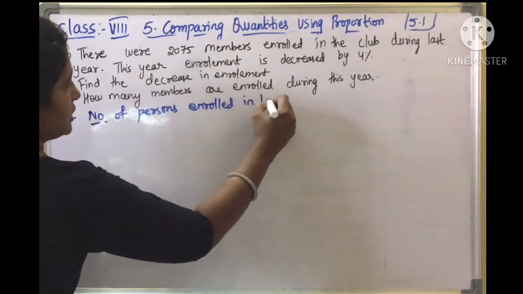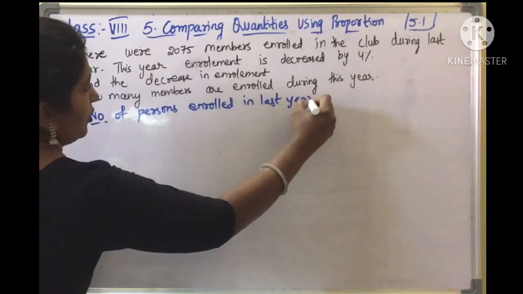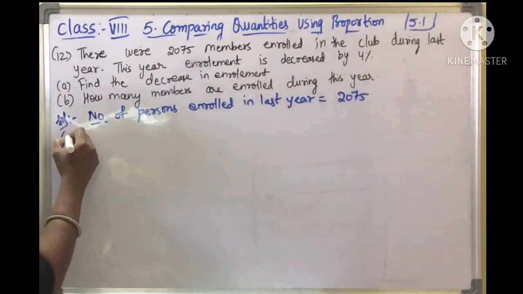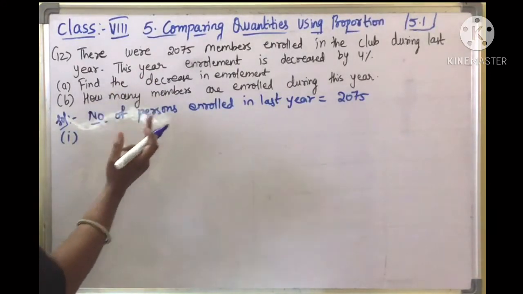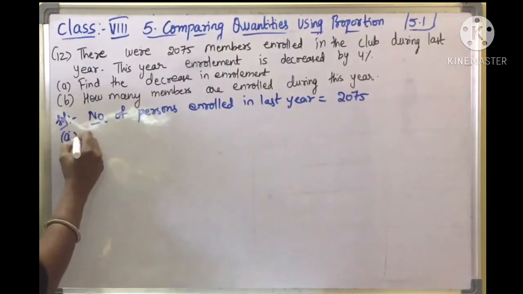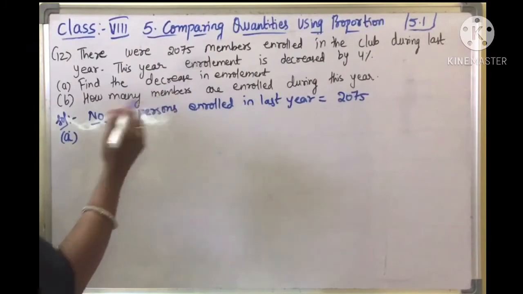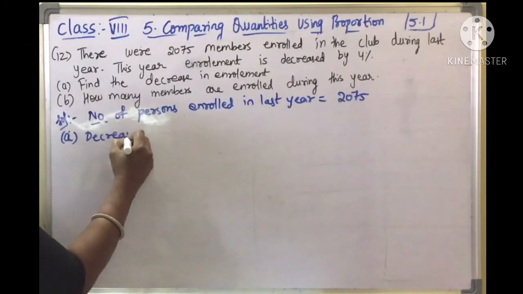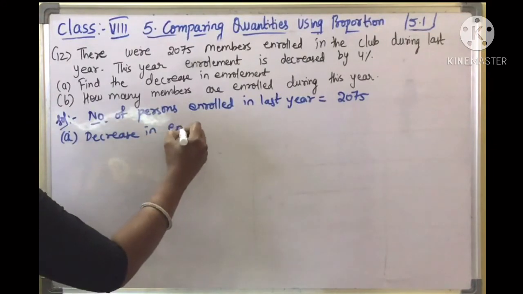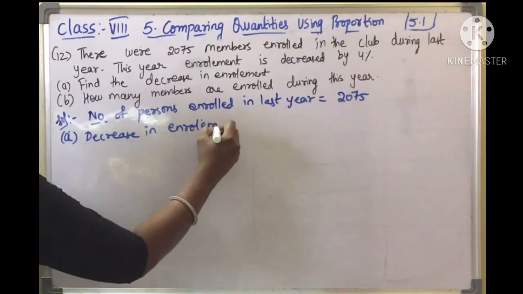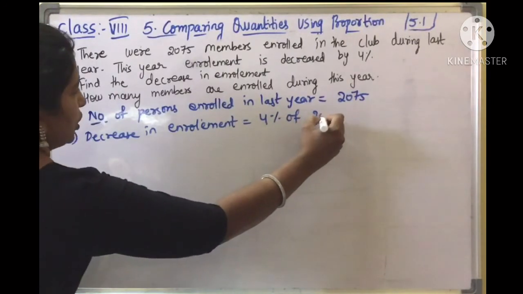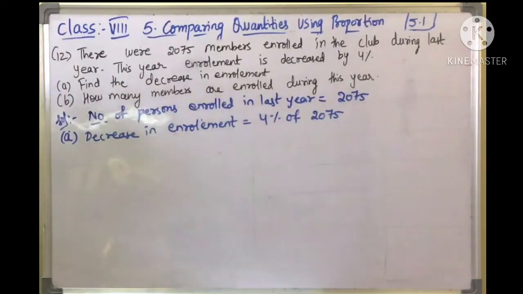Enrolled in last year 2075. So first one, how much percentage is decreased? 4%. Here we need to find the decrease in enrollment. That is, how to find decrease in enrollment? 4% of 2075 we should find.